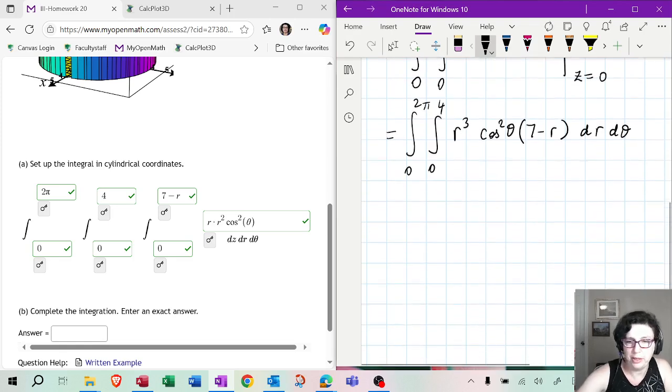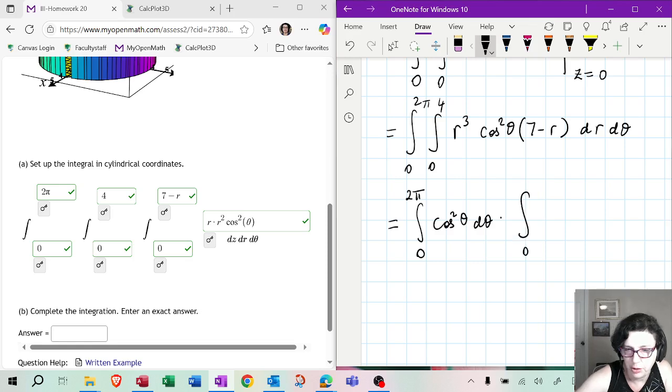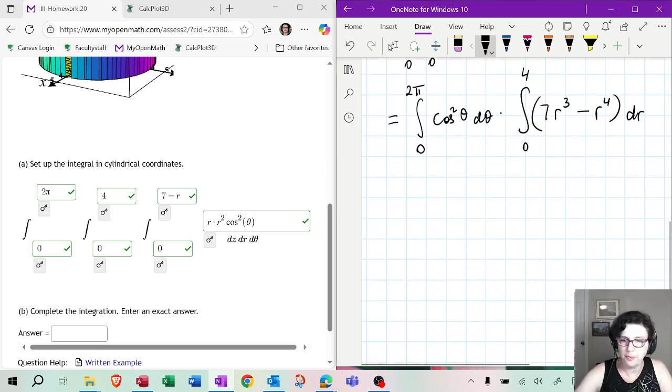Now, at this point, this integral is splittable because it's a product of something that just has r times something that just has theta. And the limits also are not variables anymore. So we do have 0 to 2 pi cosine squared theta d theta, and then we have 0 to 4. Now I'm going to go ahead and distribute that r cubed to each term. So that's going to be 7r cubed minus r to the 4th. Okay, so the r integral is not that hard, but the theta integral requires additional work.